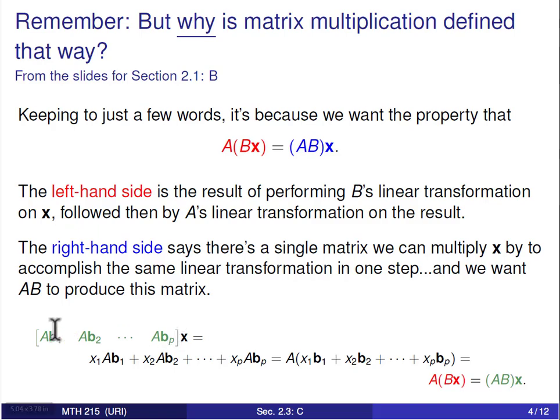Now, hopefully this is familiar to you. This was another way of interpreting the matrix AB, the way that we've defined it. Remember, AB has columns formed by multiplying A onto the first column of B, A onto the second column of B, and so on. And so this motivates why we wanted to define matrix multiplication in this particular way.